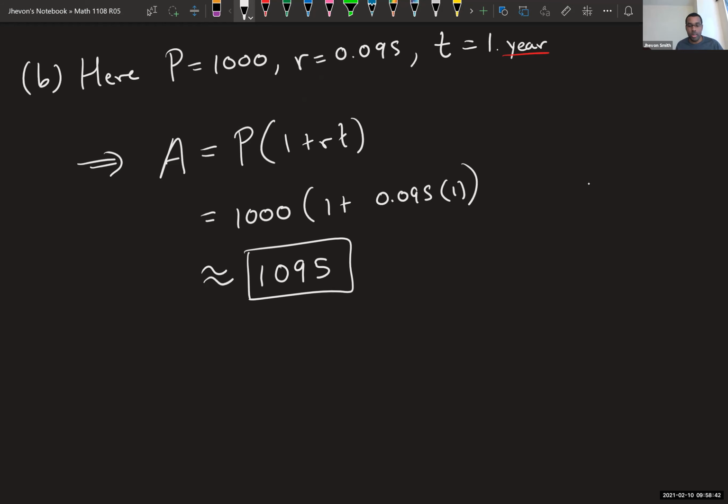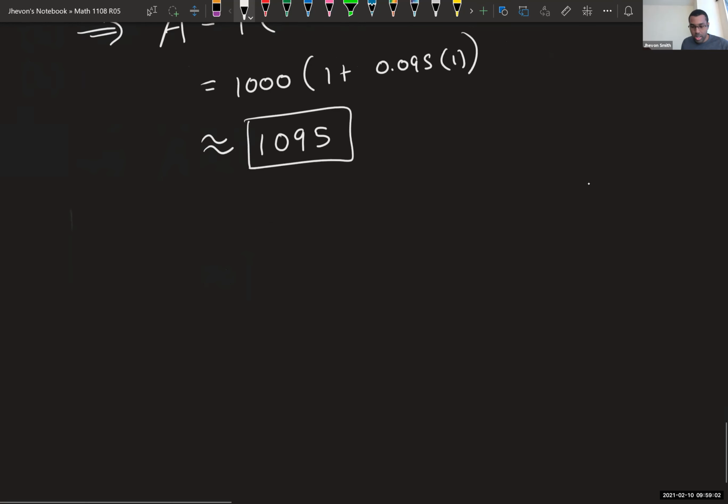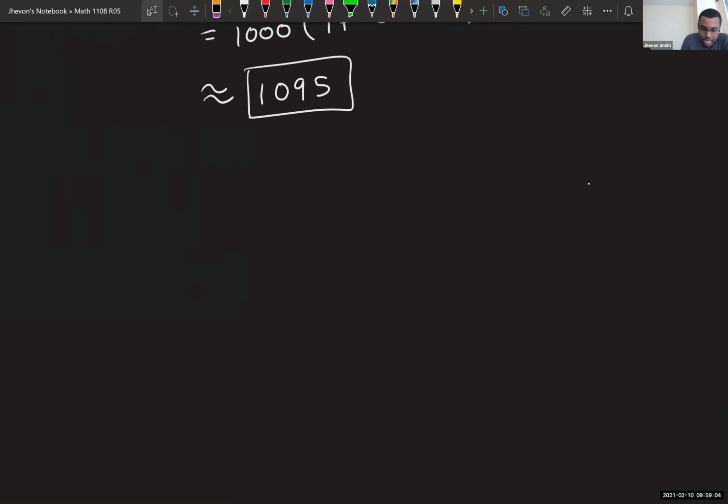So with simple interest, 9.5%, at the end of 1 year, you literally pay back 9.5% of $1,000, right? 9.5% of $1,000 is $95. And that's what you get hit with. And that's it. Simple interest. Yeah, very nice. Very cool. Okay, so that's that. Let's move on to the other guy, compound interest.